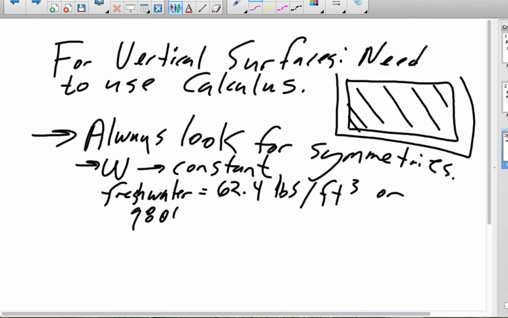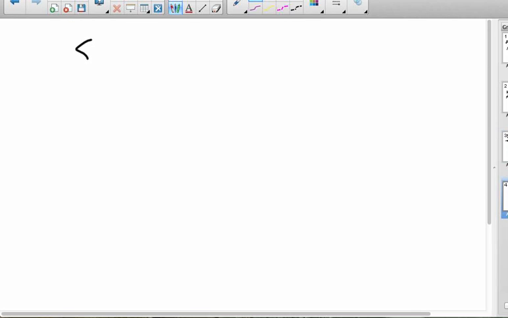9,800 newtons per meter cubed, which is just converting the acceleration of gravity out. Okay, so before I work through some examples, let's write some steps out.